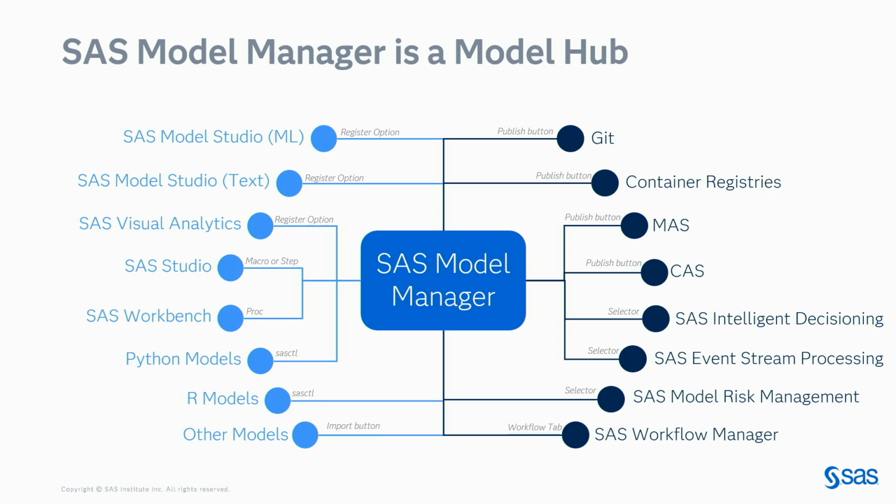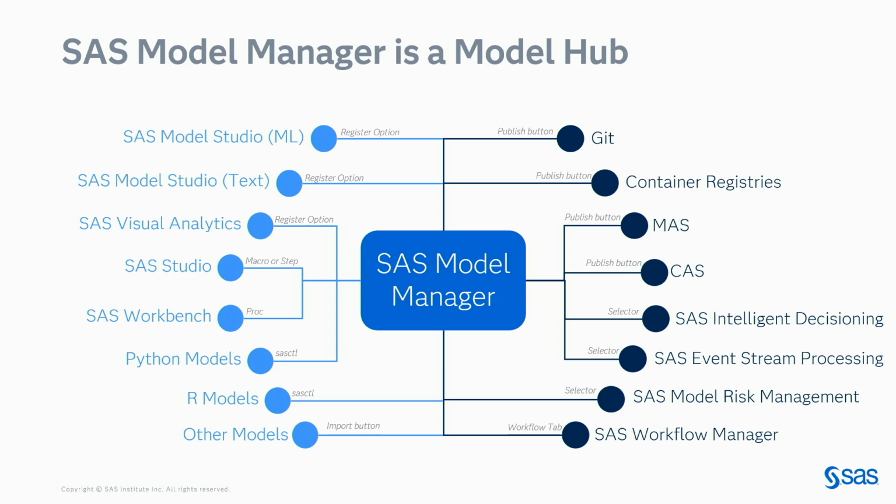And from Model Manager, this is where models head to their destinations. Of course, they are your champion models, the ones that you think are the best fit for that case. And you may deploy them to production environments that are executing against data in batch in a database. You might deploy them to and expose a REST API endpoint so you can integrate that model into other systems and services. Or you might containerize that model and put that model into your container registry. And we do have integrations with other tools in the SAS Viya stack, from intelligent decisioning, event stream processing, model risk management, and workflow manager.